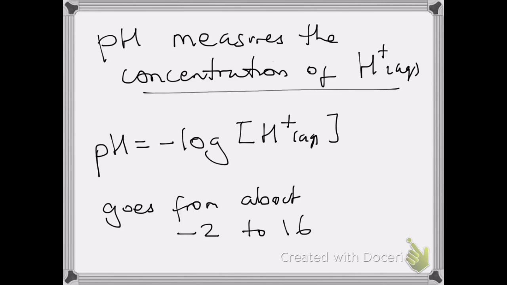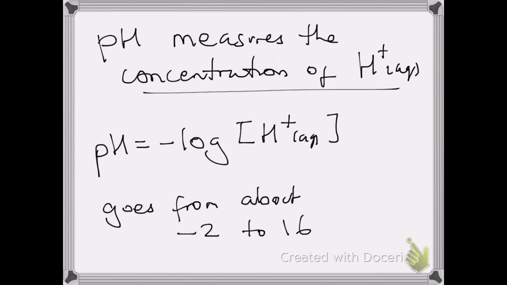The final thing you need to know is that pH is a measure of the concentration of H+ ions. So this will depend both upon the concentration of the original acid and also how much it dissociates. In mathematical terms, pH is the minus log of the H+ aqueous ion. Technically H3O+, but you can write it as pH equals minus log H+.